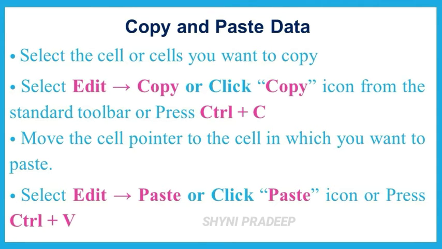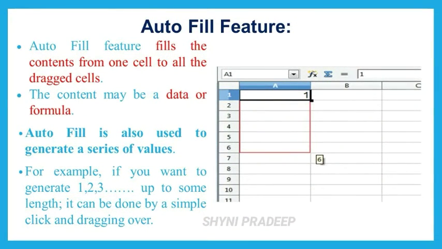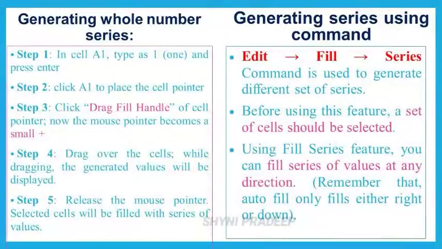Next topic is the autofill feature. Autofill feature fills the contents from one cell to all dragged cells. For example, if you want to generate a 1, 2, 3, 4, 5, 6 series up to some length, it can be done by a simple click and dragging over. Let us see an example, generating a whole number series. If you want to generate whole numbers in series, you have to follow these steps.